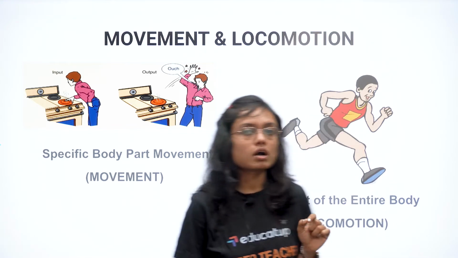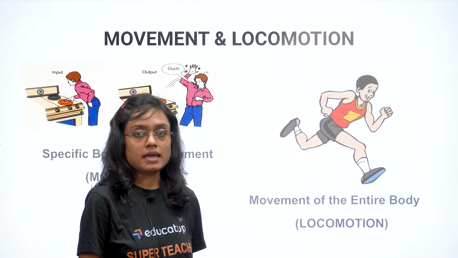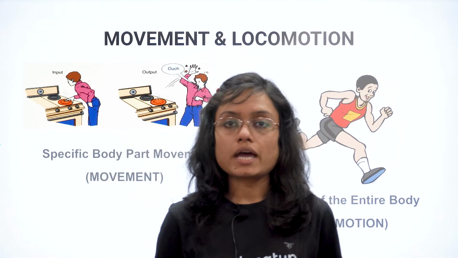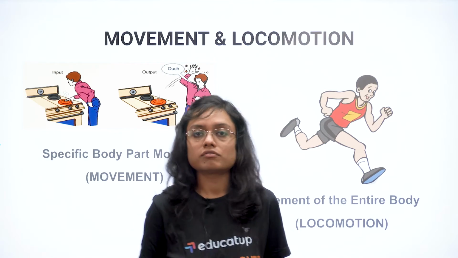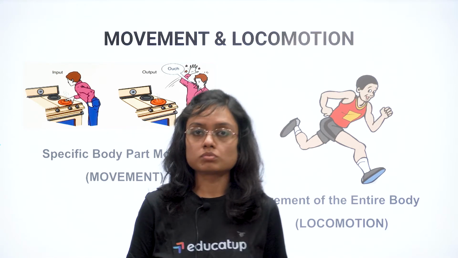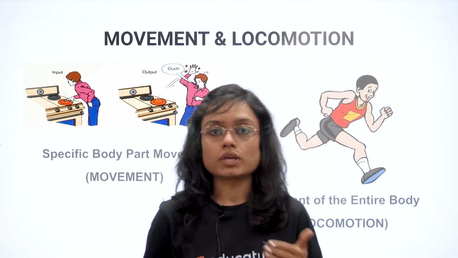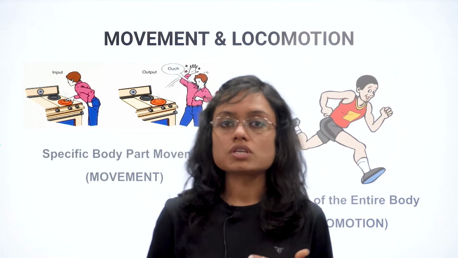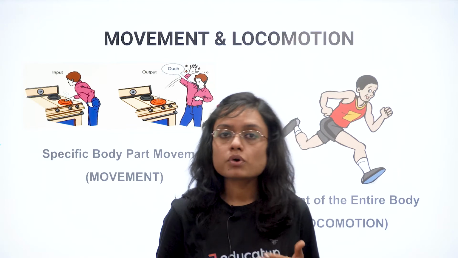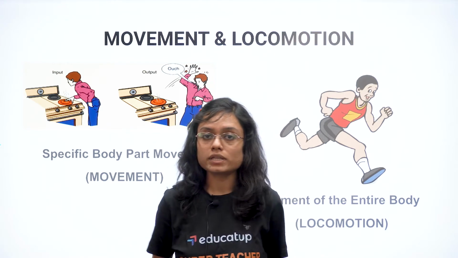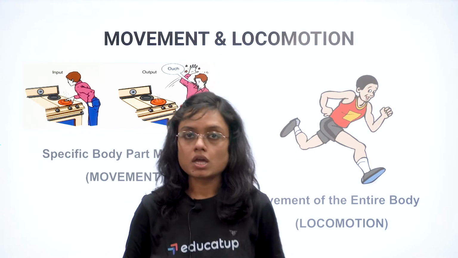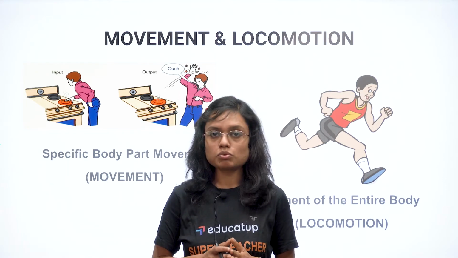And if we talk about locomotion, the entire body moves. Like this is a locomotion when I am moving back and forth. This is a locomotion because I am going back, I am coming in front. I am changing the position from one point to another. The complete body is moving. Legs, the upper body, everything is moving. So what is the difference between the two?